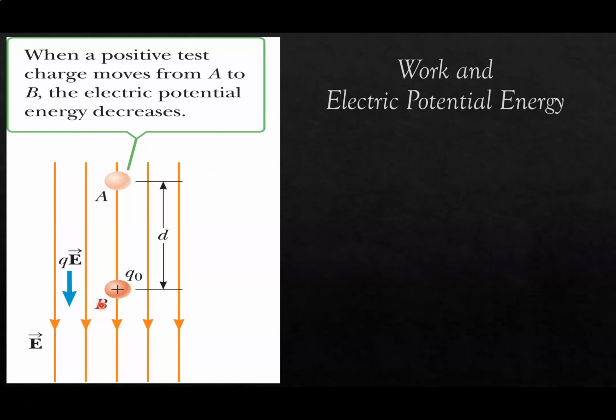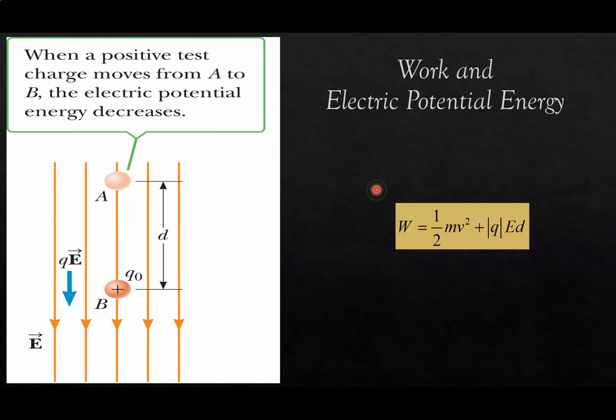A negative charge particle at rest at point A in the figure would have to be pushed down to point B. To see why, let's apply the work energy theorem to a negative charge at rest at point A, and assume it has some speed v on arriving at point B.